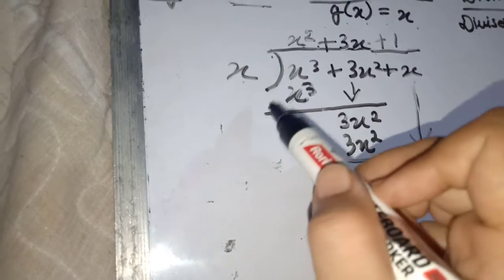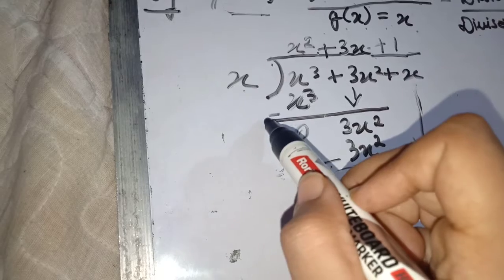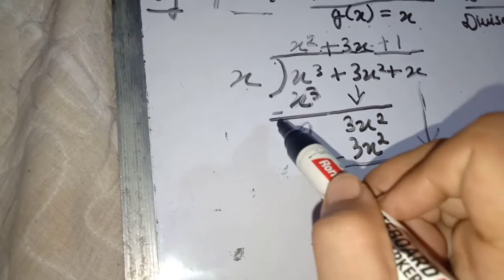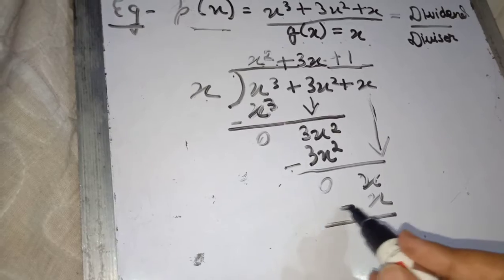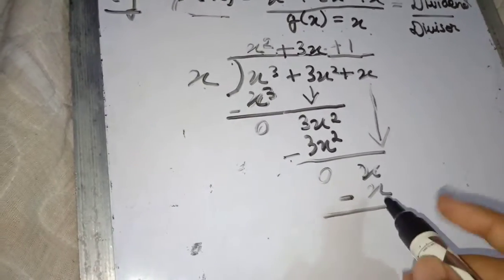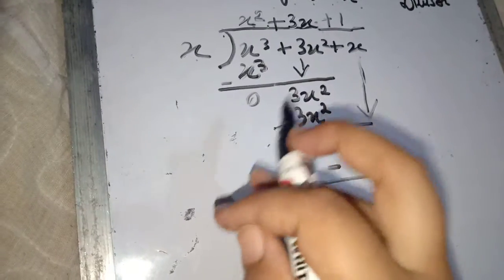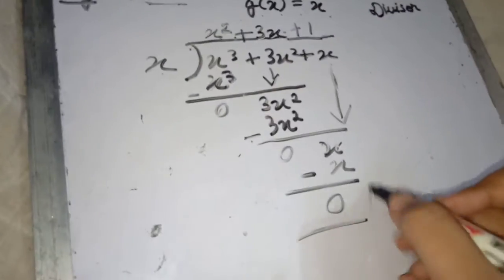One thing I will tell you: the plus sign, when we divide, changes to a minus sign. If here is a minus sign, it will be changed to a plus sign downwards. So now this is the plus sign here, so we will do minus. So minus x, because we have to cancel these, so we do the sign changing. It will become 0. So this is the answer.